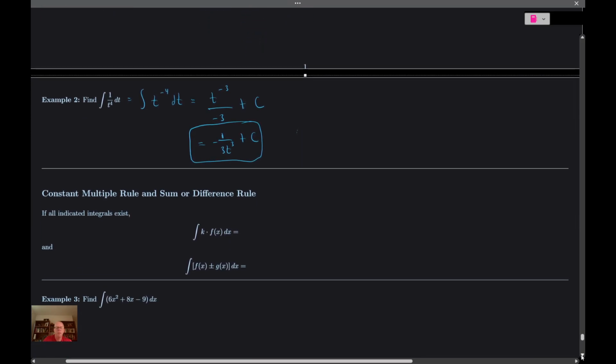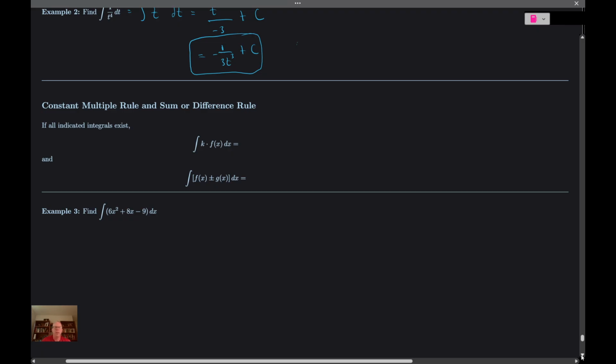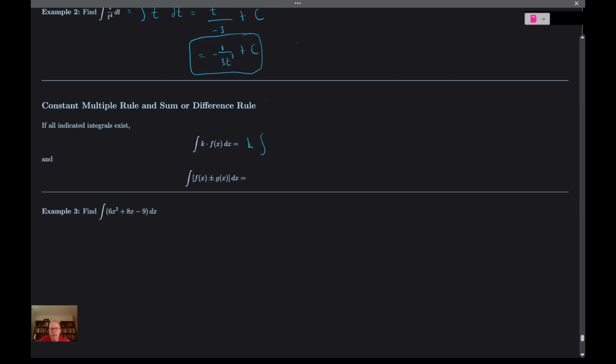Okay. So if all indicated integrals exist, then as you can imagine, we can just pull the constant k outside the integral and just integrate the function as normal. If we have a sum or a difference, we can split the integral and write the integral of f of x dx plus or minus, as the case may be, the integral of g of x dx. So just like you would expect with derivatives, you can split the derivative and take it term by term. You can pull a constant out, and you can do the same thing with these integrals.